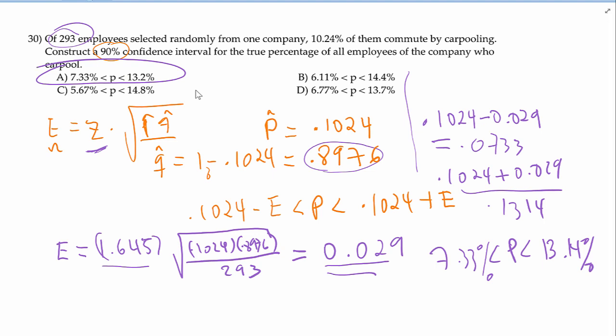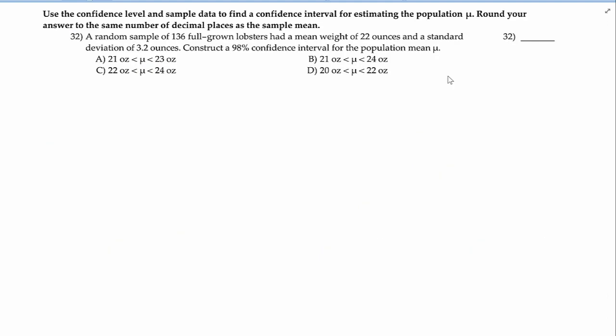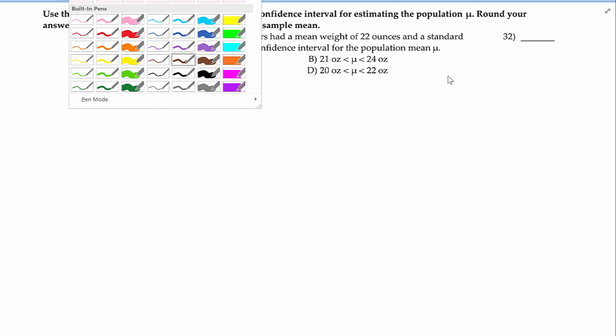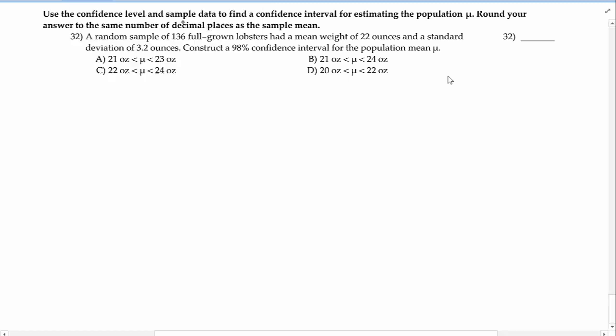Okay, good. Now let's look at this problem right here. Notice that in this particular problem, we are going to build a confidence interval from a sample. We want to use the confidence level and sample data to find the confidence interval for estimating the true mean of the population. So right here we are estimating the mean of a population, not the proportion.